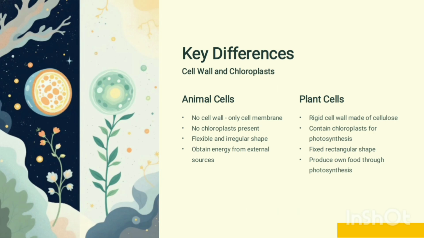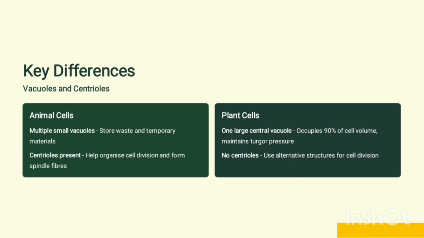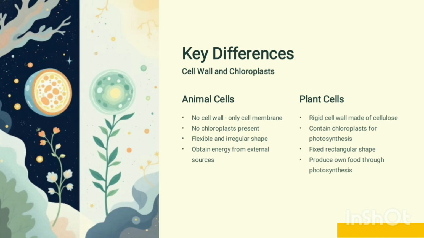Key difference, cell wall and chloroplast. The key differences between animal and plant cells. Both are eukaryotic cells, meaning they contain membrane-bound organelles such as the nucleus and mitochondria. Here is a short summary of the main differences. Cell wall. Plant cells have a rigid cell wall made of cellulose, while animal cells only have a cell membrane. Chloroplast. Plant cells contain chloroplasts for photosynthesis, allowing them to produce their own food. Animal cells lack chloroplasts and obtain energy from external sources. Shape. Animal cells are typically flexible and irregular in shape, whereas plant cells have a fixed, rectangular shape due to their cell wall.